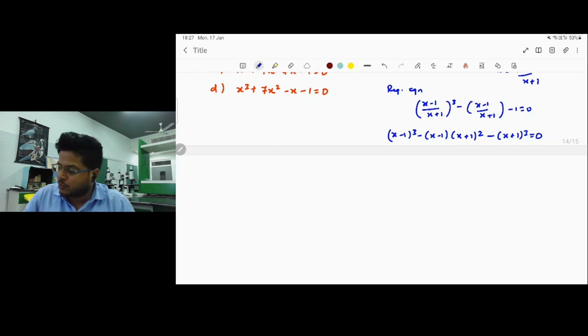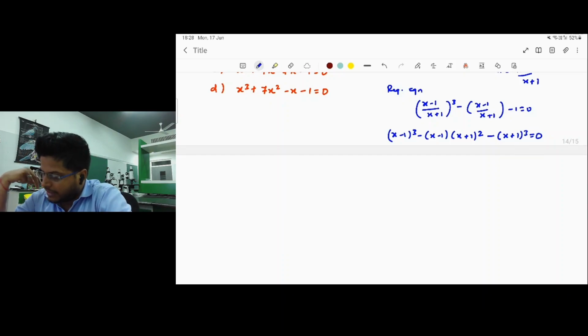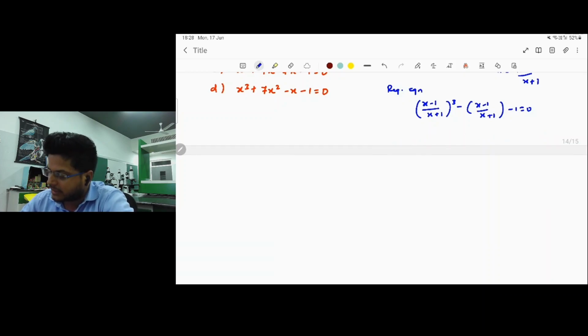Now, how do you want to open this? It's up to you. If you're not comfortable, go with the conventional way, like a minus b whole cube, a plus b whole cube, multiply and do all the calculations. If you know some tricks to do it in an easier way, you can proceed with that also. But I can see an ocean of calculation here, so let's not proceed like this.